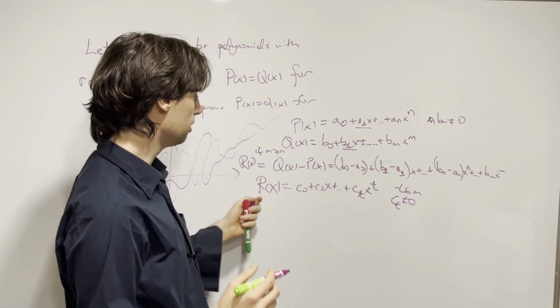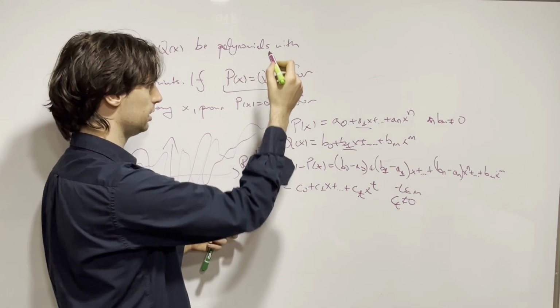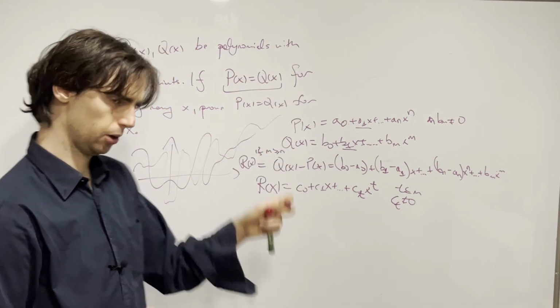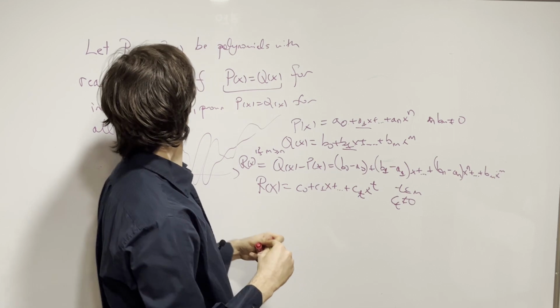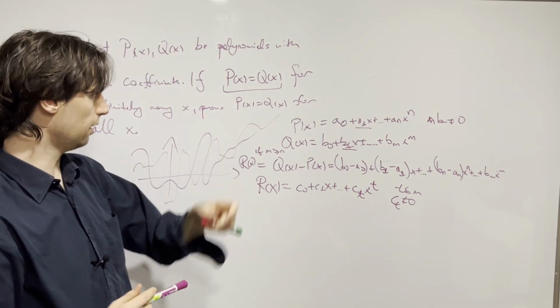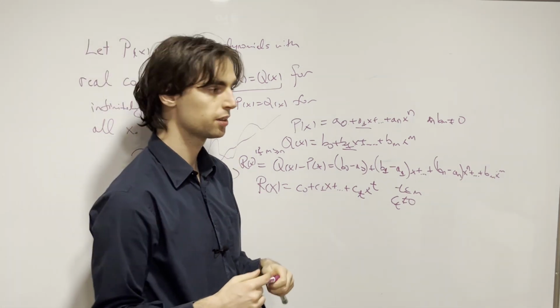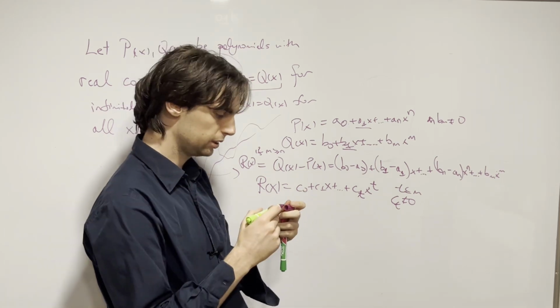And now what do you have? This condition says r of x is 0 for infinitely many x, prove r of x is always 0. And what does it mean that r of x is 0 for infinitely many x?